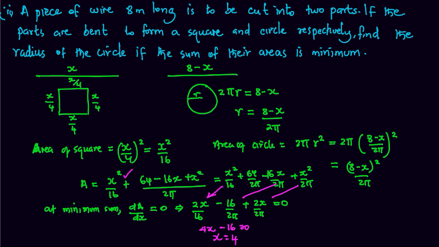So that the radius for minimum sum is equal to (8 - x) over 2 pi. But x is equal to 4, so it will be equal to 4 over 2 pi, which is equal to 2 over pi. That will be the value of the radius that will give us a minimum sum.